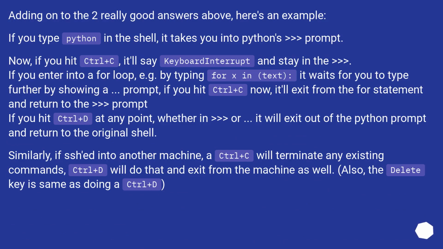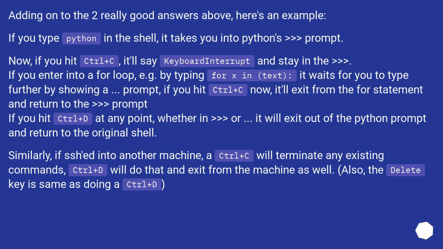Adding on to the two really good answers above, here's an example. If you type python in the shell, it takes you into Python's prompt. Now, if you hit Control+C, it'll say KeyboardInterrupt and stay in the prompt. If you enter a for loop, for example by typing "for x in" and so on, it waits for you to type further by showing a prompt. If you hit Control+C now, it will exit from the for statement and return to the prompt.